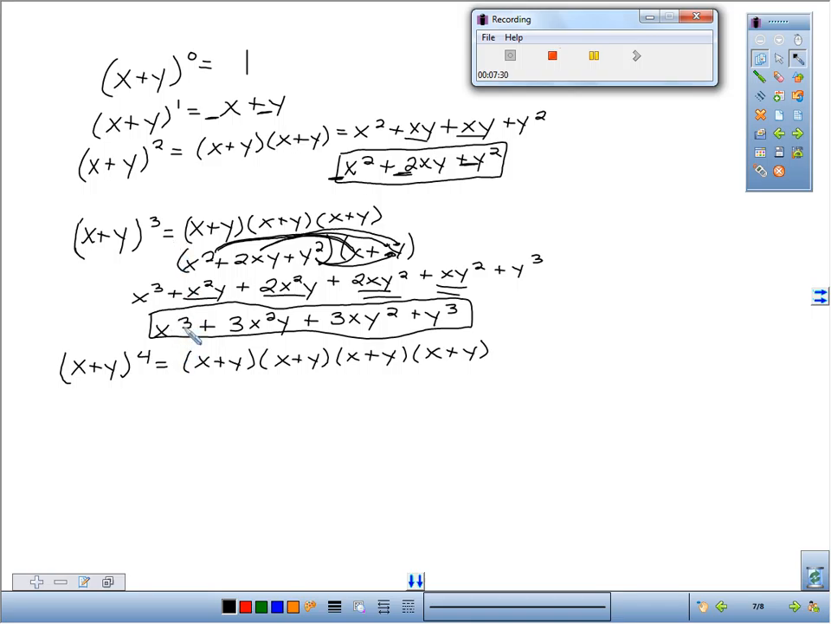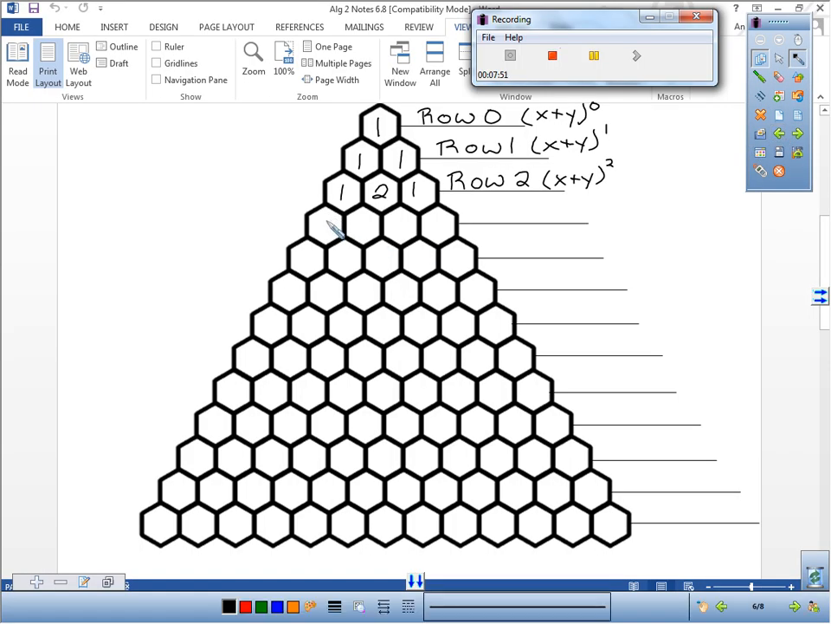The next one then is going to come from my coefficients here. 1, 3, 3, 1. And this is row 3 because it's x plus y cubed. Any questions over that? Now, we didn't do the fourth because we didn't want to do that. Okay, so now I have to come up with a way of finding the coefficients of row 4.